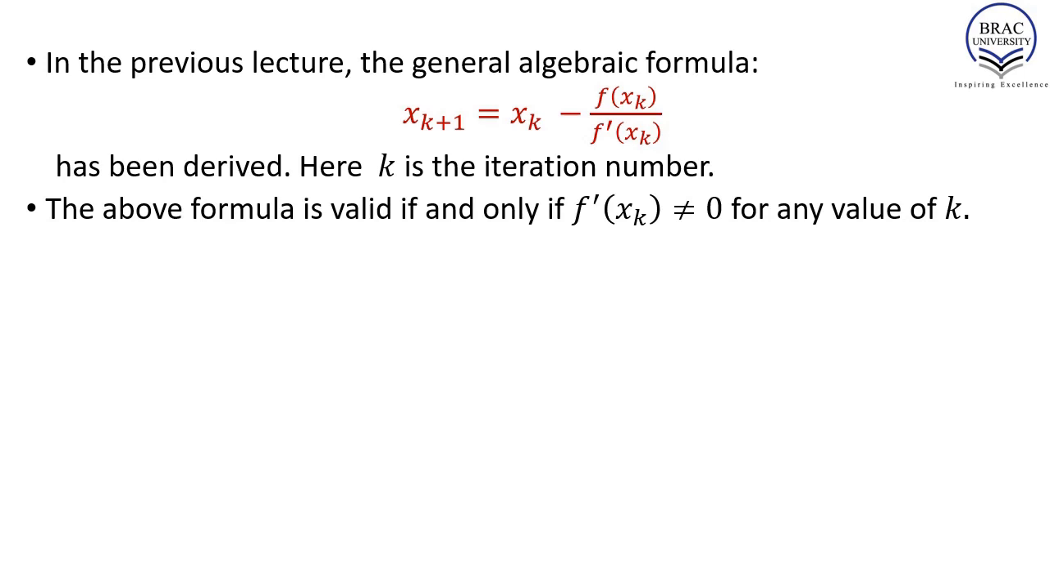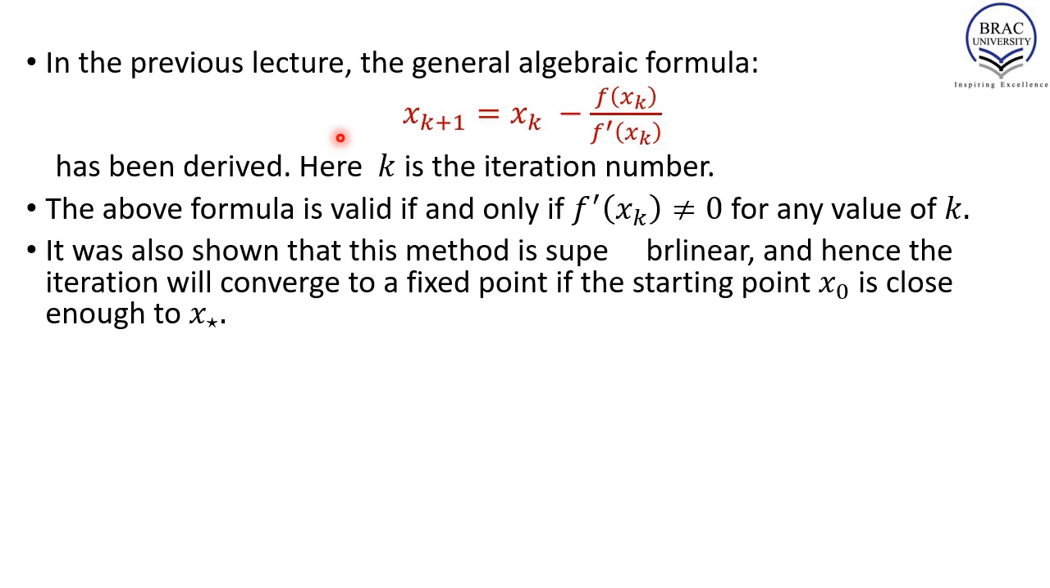Now the above formula is valid if and only if the first derivative is not 0 for each k, for each iteration value. So that is the condition, otherwise the iteration formula will blow up.